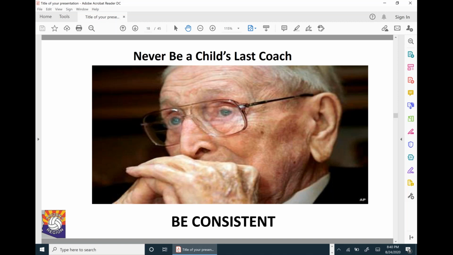For everybody listening, I judge you not by your record, but by how many kids play volleyball the year after you coach them. So I know you've got to cut, but I'd love to come up with ways to not cut. At the same time, I'm just going to do everything I can to keep kids playing volleyball and never be their last coach. That's what I judge you on, not your record.